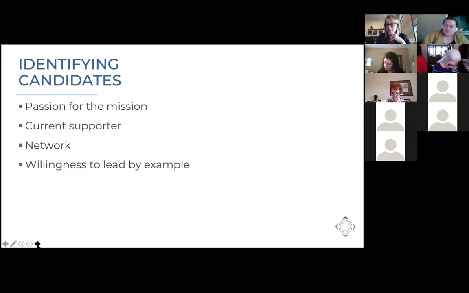Willingness to lead by example. This is, on the development committee in particular, a really important piece of their role. As a development person, when I'm working with a development person, I always say, you want your development committee and your chair in particular to be your advocate at the board table. And if they do nothing else for you, it should be that.